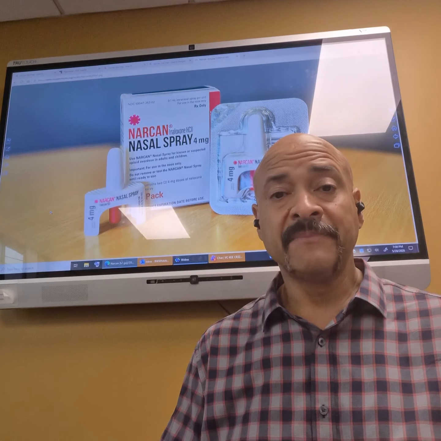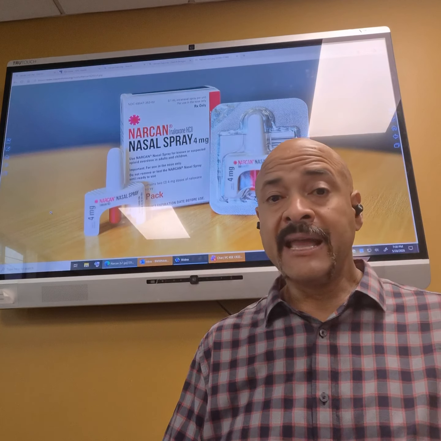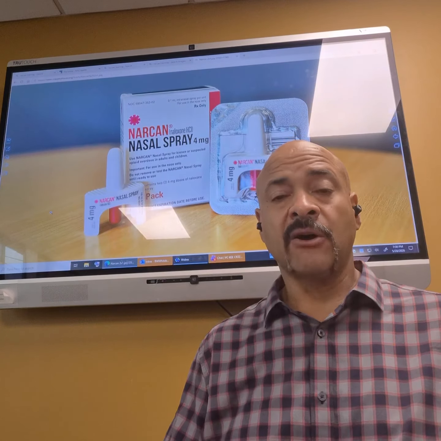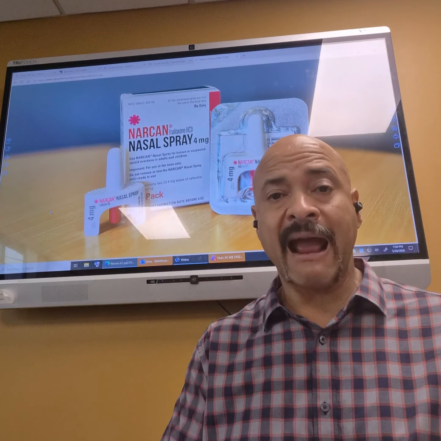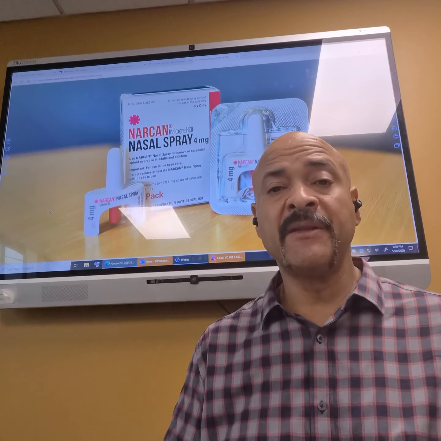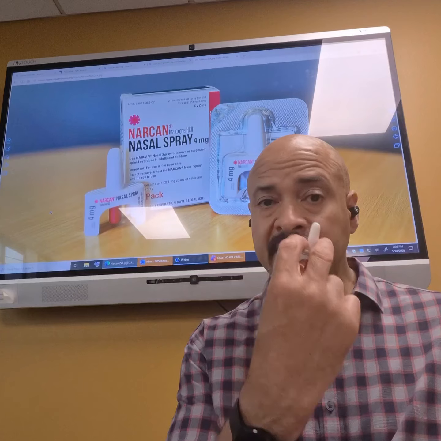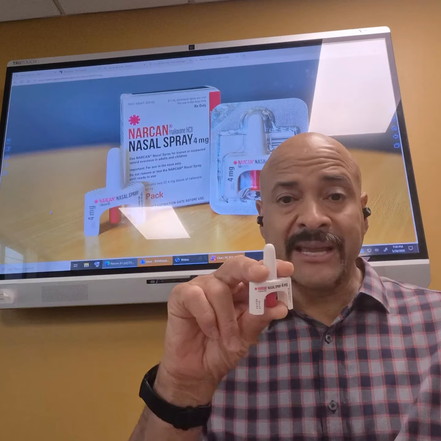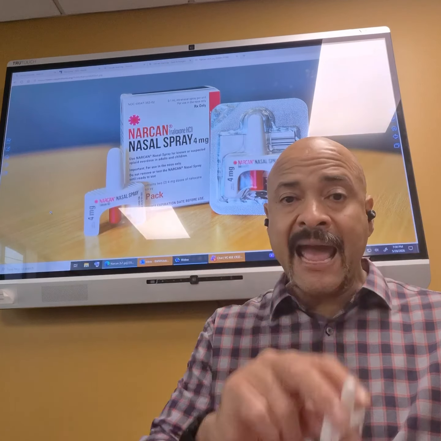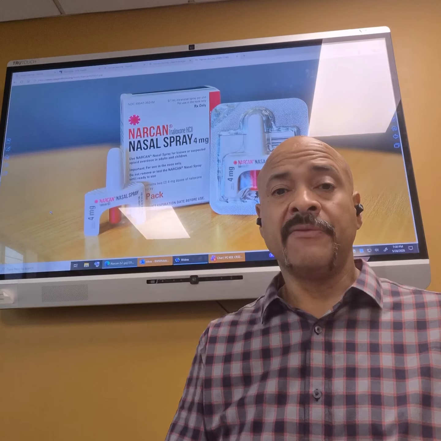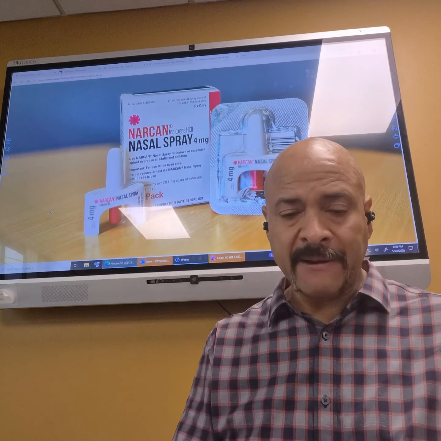So what happens if they don't respond? In a packet, there are always 2 doses. So if the first dose doesn't work after a minute or 2, and they do not respond, you want to hit them with a second dose. You want to use a second nostril. You want to put it in the nostril gently. You want to squeeze all the way, and hit them with a second dose of Narcan. And hopefully they will respond at that point.